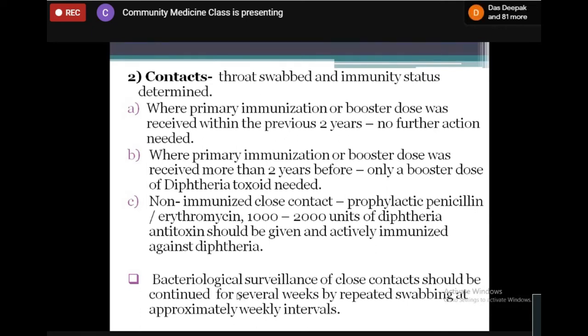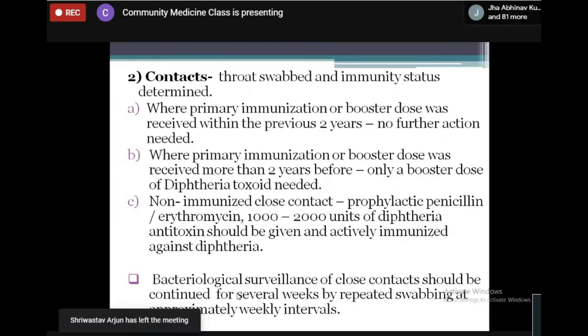If there is a non-immunized close contact, like the siblings of the child, sister or brother who is not immunized, or someone in the family who has not been immunized for the past 2 years or not immunized at all, then they should be given prophylactic penicillin or erythromycin. Then 1,000 to 2,000 units of diphtheria antitoxin should also be given, and then they should be actively immunized with diphtheria toxoid. So active immunization, antitoxin, and penicillin or erythromycin should all be given to non-immunized close contacts. This is how you have to deal with the contacts.